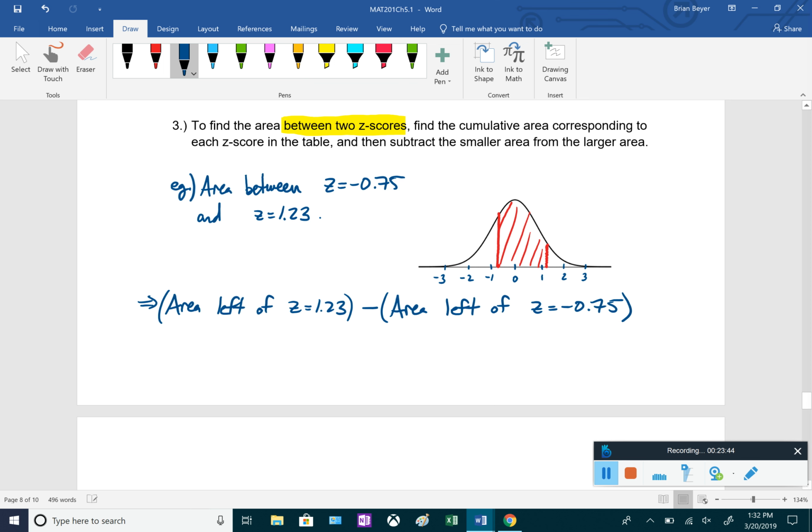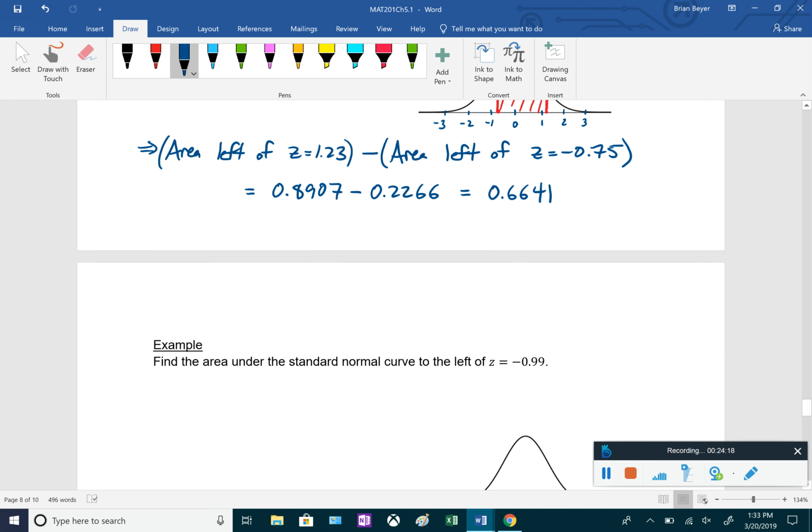So the area left of 1.23, we already found this one right above, it's 0.8907. The area to the left of negative 0.75, look that up on the table, we would get 0.2266. So we subtract them and we get 0.6641. So if you subtract these and you get a negative number, chances are you just messed up and you flipped the order by accident for subtracting, so keep that in mind.